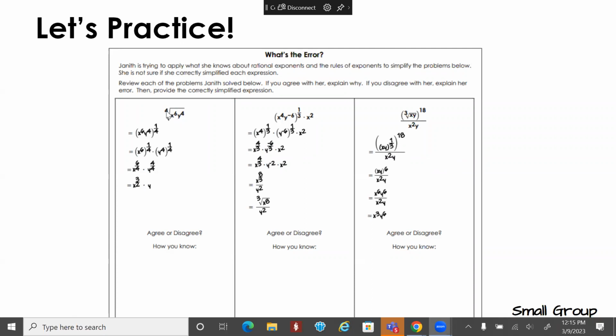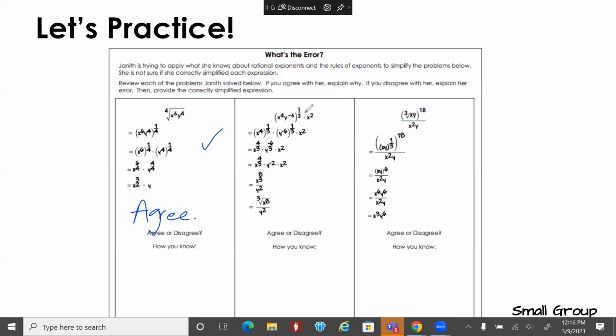Okay, so we have this 4th root. So we're going to raise each of these to the 1/4 power. Okay, so when we multiply the exponents, we're going to get 6/4 and 4/4. When we simplify that, we get 3/2 and then y to the first. So I agree with them on this one. Okay, so they did that one right.